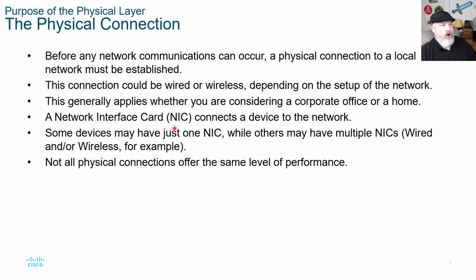A network interface card, or a NIC, connects a device to the network, and some devices may have just one NIC, while others may have multiple NICs, wired or wireless, for example. An example of that would be some servers have multiple network cards in them for redundancy. Most servers that I've set up in the past have at least two, if not more, so that you can have multiple failure points. So if one card goes bad, you can pull it out and replace it, and the other ones will still work until you can get a chance to shut the server down and replace it. And not all physical connections offer the same level of performance.